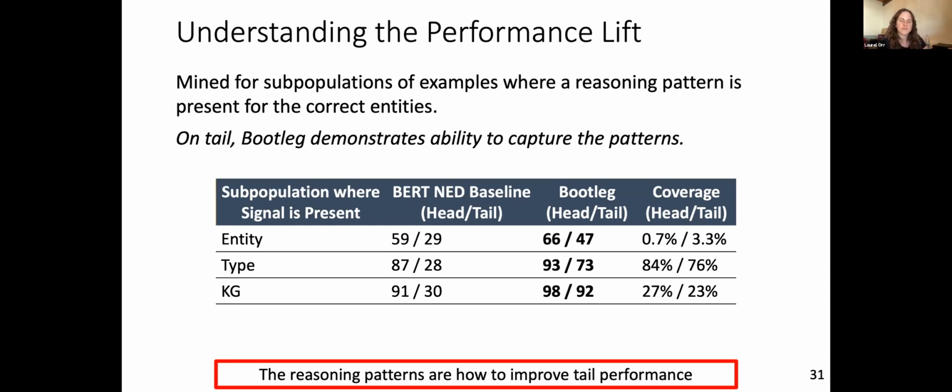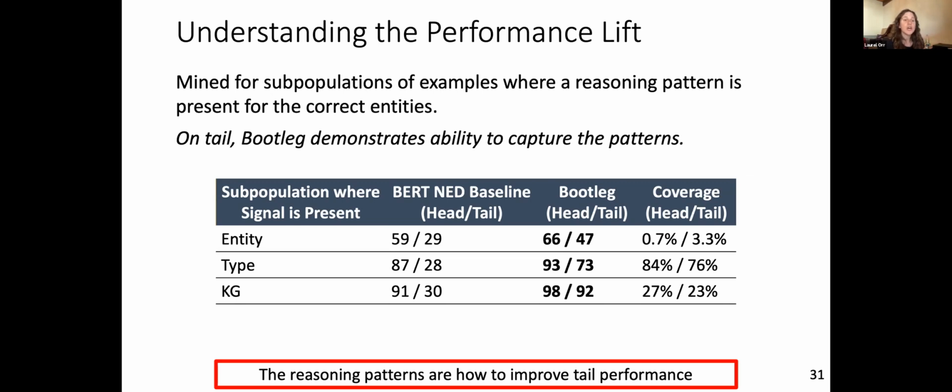And we did something similar for types, where we looked at entities that had commonly co-occurring textual patterns associated with the type of their entity. So for example, the word height appearing with a person. We put that in our type bucket. And then our entity bucket is anything that was basically not in a type or a KG bucket.